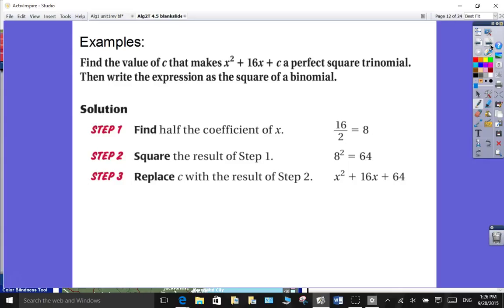8 squared equals 64. Okay, that is the value of c right there. So then you can replace the c with the 64. Now look at this one right here, which is just the example. How would that factor? What are the factors of 64 that add up to 16? 8 and 8. So you just made a perfect square trinomial. By picking the right number to go in that position, you made a perfect square trinomial so that we could use this method.